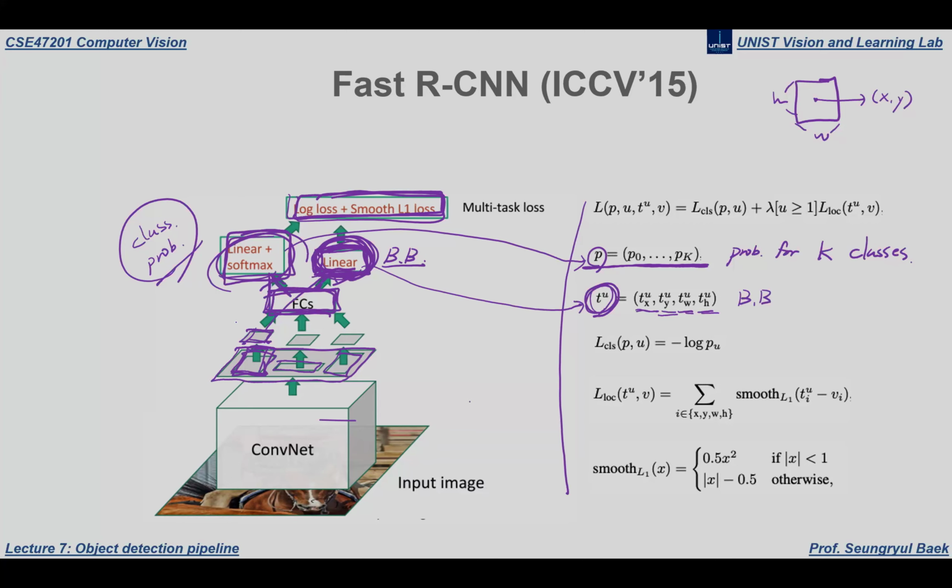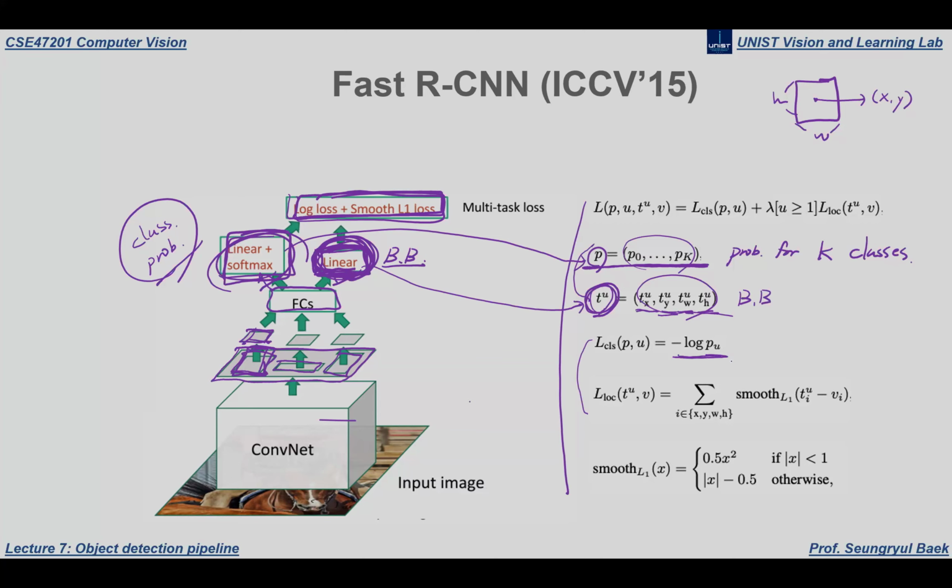So I said the fully connected layer outputs class probability and bounding box. That means these 2 outputs. The probability vector is a k-dimensional vector that retains probability, and the bounding box information is the x and y center coordinate of the bounding box, and their width and height. Okay. And this is the loss.